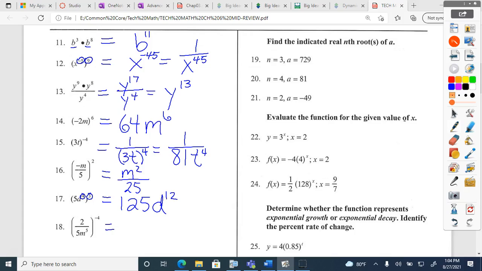I'm going to go ahead. Everything is going to what power? The -4. So I'm going to flip everything and make that 4 a what? Positive. Okay, so 5m to the 5th over 2 to the +4 power.